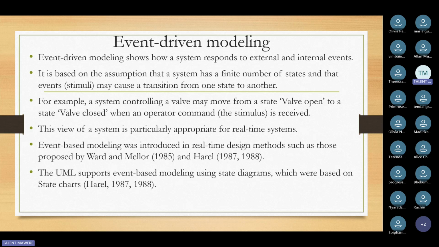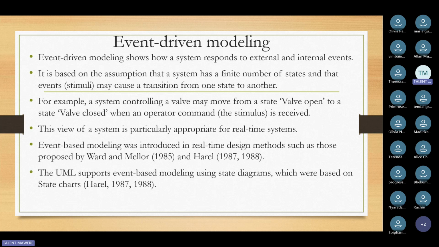That's event-driven modeling. We call this in computer science, what name do they? I'm forgetting the term that we term them, but they are real-time systems. They usually respond to external events. So event modeling was introduced in real-time design methods such as those proposed by Watt and Mello in 1985 and Harrell in 1987.